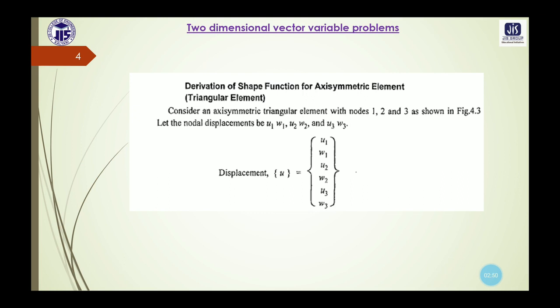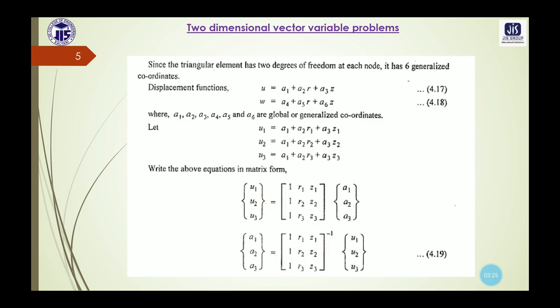Now let the nodal displacements be u1, w1, u2, w2 and u3, w3. So these are the nodal displacements that we have considered. Now the displacement u is actually a column matrix that consists of u1, w1, then u2, w2 and u3, w3. Now, since the triangular element has 2 degrees of freedom at each node, that means it has 6 generalized coordinates.